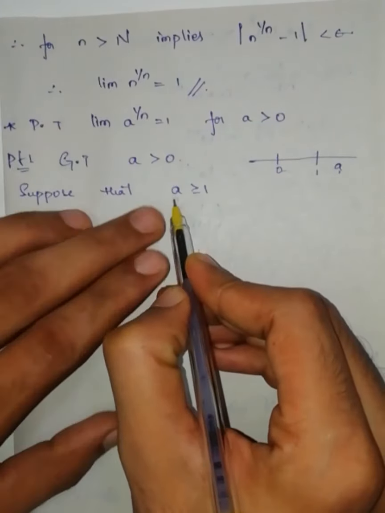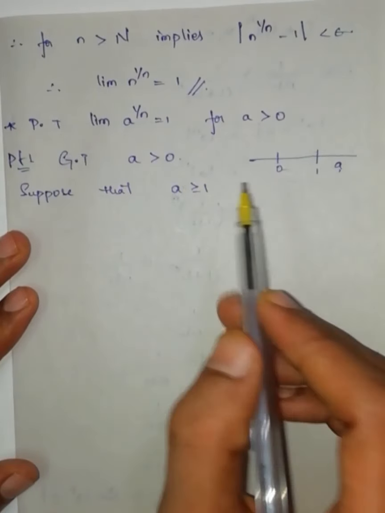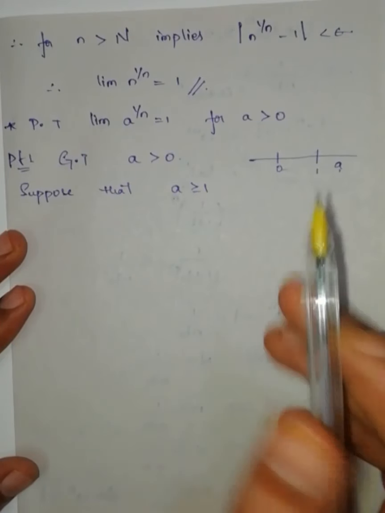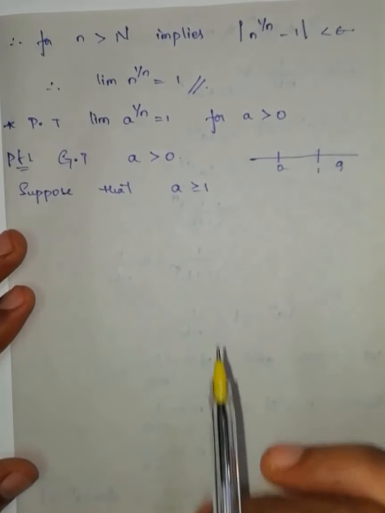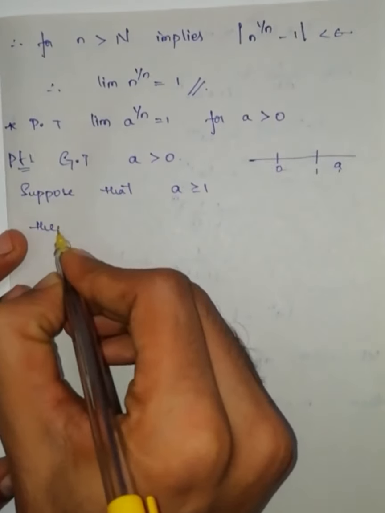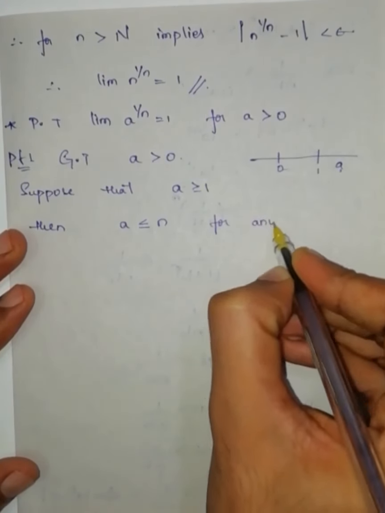Now I don't know what a is, but I considered a is greater than or equal to 1. Maybe a is 100, maybe 1000, maybe 10,000, maybe 1 lakh, whatever it may be. If a is any real number greater than or equal to 1, then there exists a natural number which is greater than that one. If I take a as 1 lakh, there is a natural number that is greater than or equal to that one. If a is 1 lakh point 1, then there exists a natural number which is greater than it. So here I can write that a is less than or equal to n for some n.